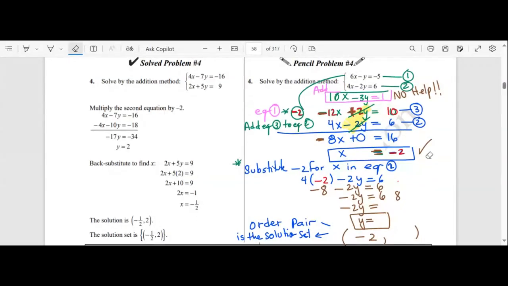So for example, guided practice 4 said solve by addition method. We have two equations here. If we try to add both of them, it will give you no appropriate answer because we need to cancel either the y or the x. If you add both of them without doing multiplication or division, it will not help. So there is no help for this.